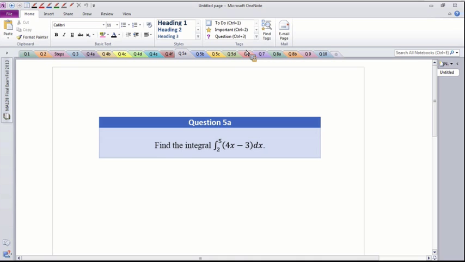The first thing I would do is separate the integral into two. We can do that: the integral of a sum is equal to the sum of the integrals. So we can split this up into the integral of 4x dx minus the integral of 3 dx.